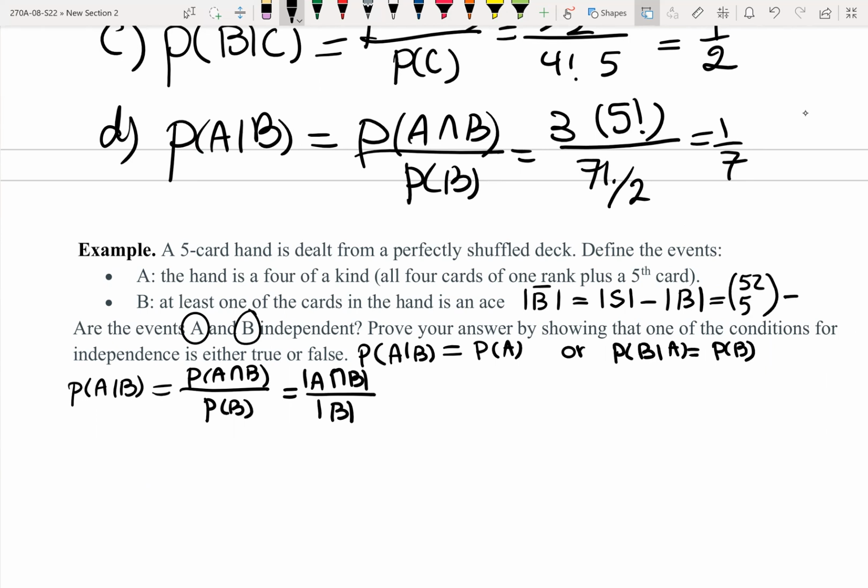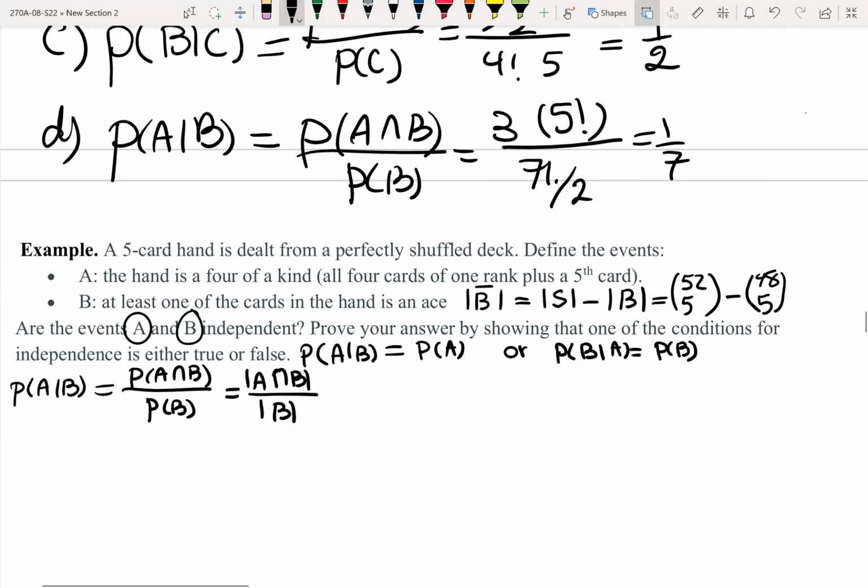Minus, so when you say at least one of the card to be ace, the complement is, so if you say at least one of them to be ace, what's the complement? 48 over 5. Yeah, that's true. That means none of them to be ace, okay? So none of them to be ace.